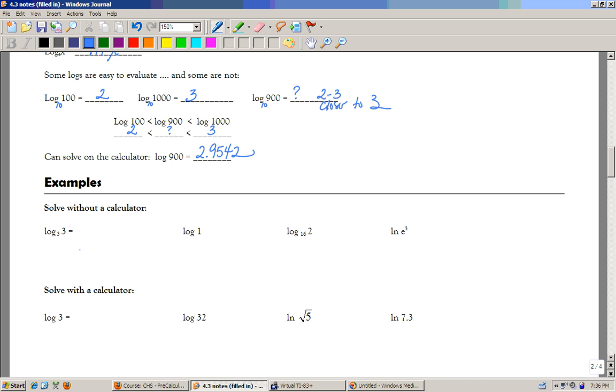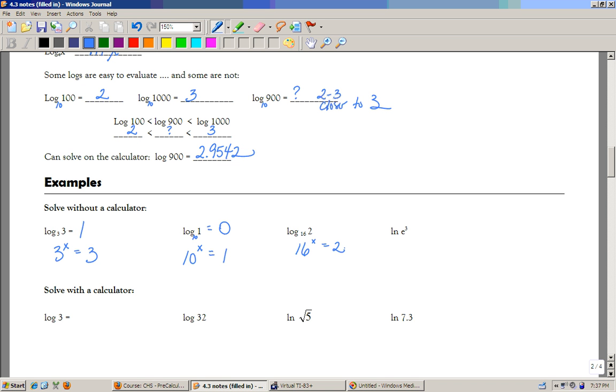Okay, these first ones I want you to solve without a calculator. So if you're looking at log base 3 of 3, we're looking for 3 to the what power would equal 3, and that would be to the first power. On this one, we don't have a base, so we automatically assume it's 10. So 10 to the what power is 1. Well, anything to the 0 power is 1.